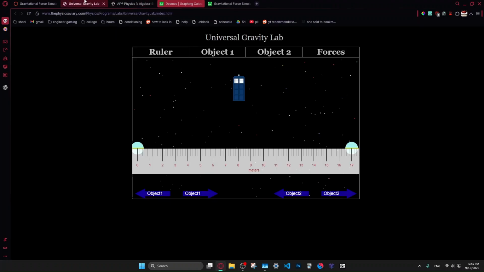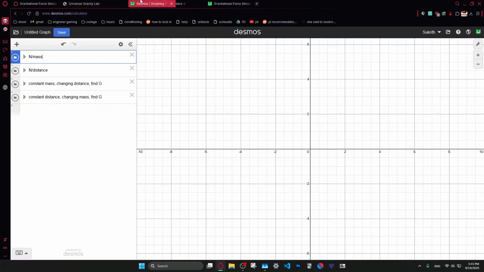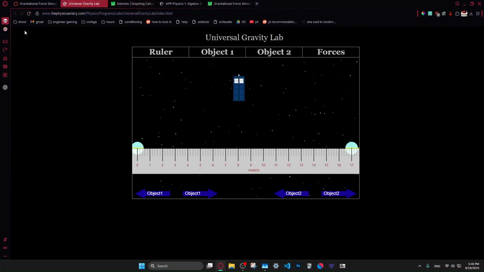Hey guys, today we're going to learn physics. So to start off with, I have a Desmos thing open with 4 different folders. They're all empty right now, but I would recommend starting off with them so you don't lose track of what's going on. To start off with, there's a slight problem.